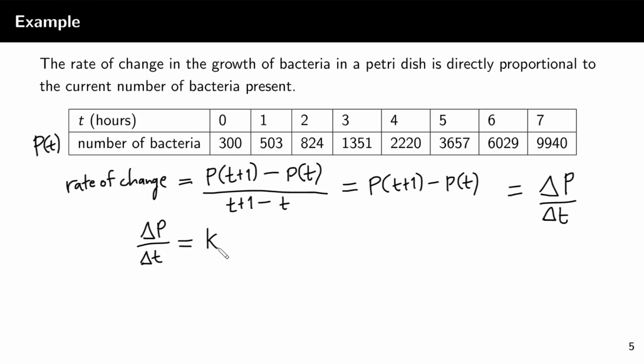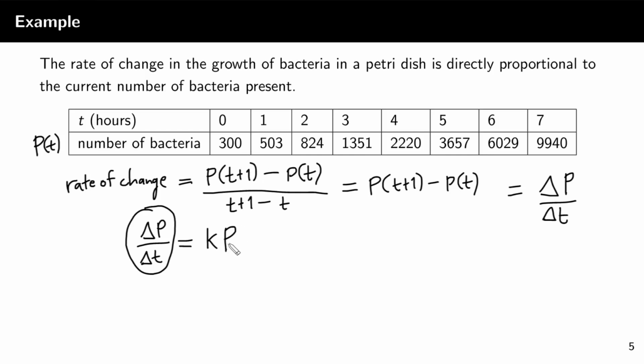So, if a certain quantity is directly proportional to another, ibig sabihin, yung first quantity is equal to a constant multiple of the second quantity. Okay. So, rate of change, ito yun, is directly proportional to the current number of bacteria present. So, ibig sabihin yung delta P over delta T natin is equal to some constant K times the current number of bacteria present, which is just the function P. Yan.